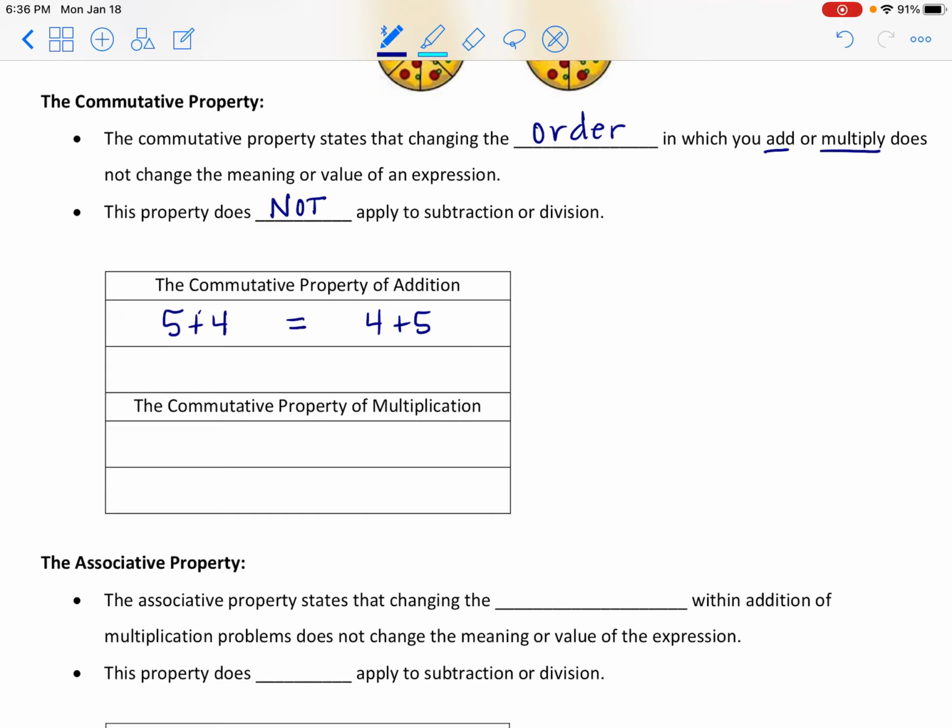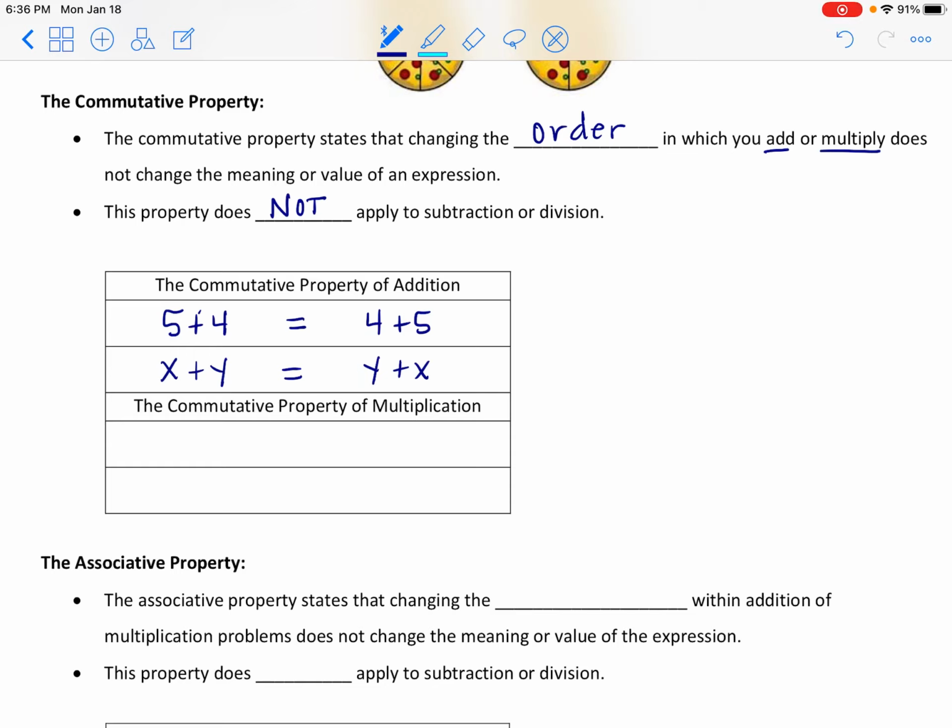So we can change the order in which we add and still get the same value. And this will apply whether we have actual numbers or variables. So if I had x plus y, and I changed the order to y plus x, no matter what we substitute in for those variables, if it's the same x and y on both sides of the equation, then changing the order in which we add is not going to change the value. So those will have to be equal.